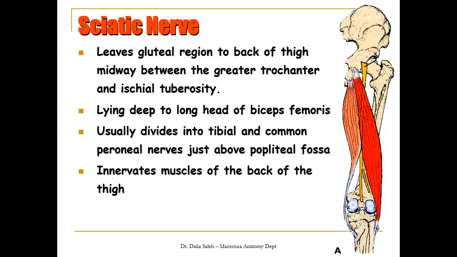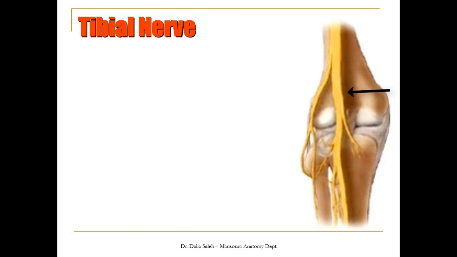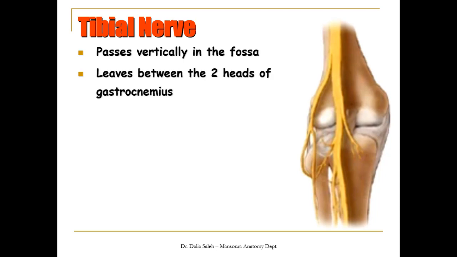It innervates the muscles of the back of the thigh, and by its two divisions will supply the leg and foot muscles. It also has articular branches to both the hip and the knee joints. The tibial nerve, the largest division of the sciatic nerve, passes vertically in the fossa from its superior angle to its inferior angle and leaves it between the two heads of the gastrocnemius muscle.